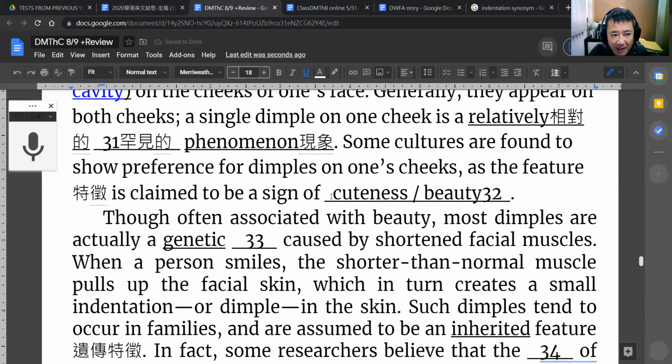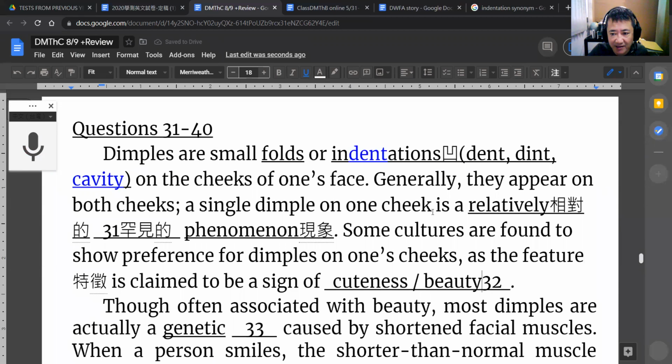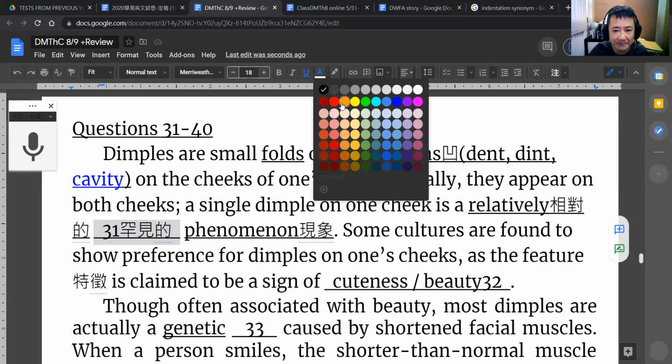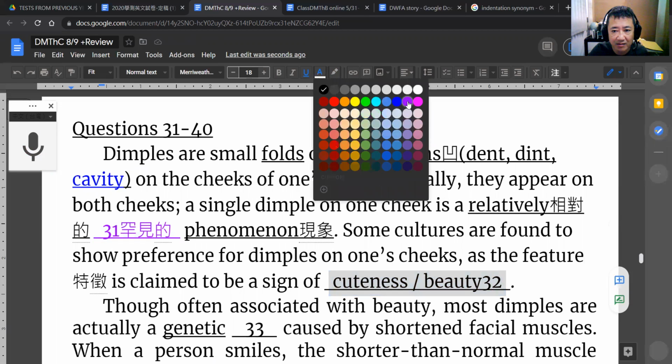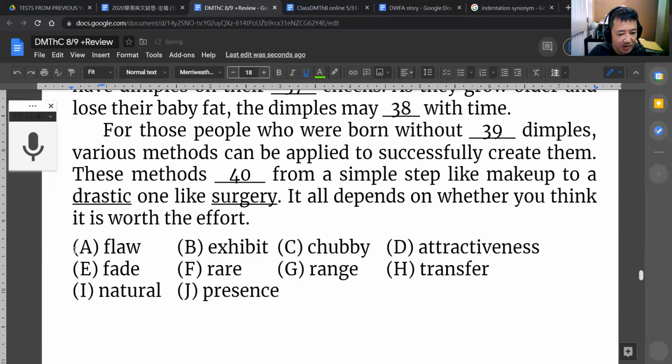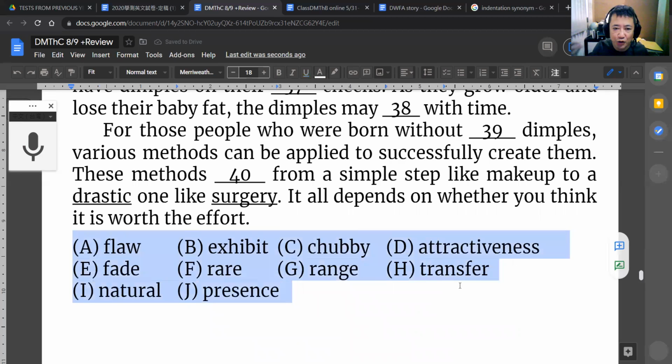So I know that here I need that kind of meaning, right? A meaning that means beauty or cuteness or something like that. Well, which word gives us that meaning? So which word down here means cuteness, beauty, something like that?